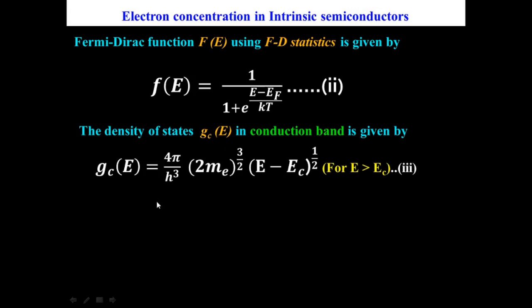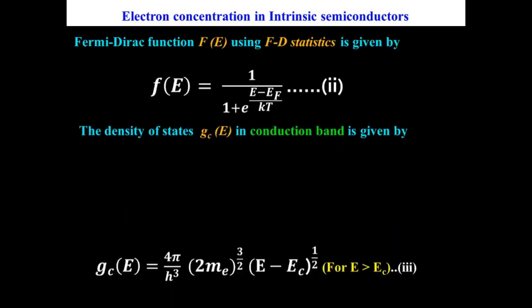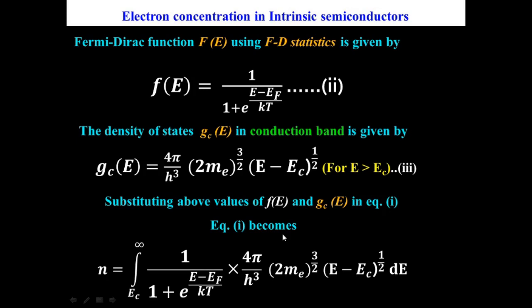Then we will put the values of GC and Fe from equation number 2 and equation number 3 into equation number 1. After substituting the above values of Fe and GC in equation number 1, equation number 1 becomes: the number of electrons, that is the concentration of electrons in the conduction band, equal to the integral from EC to infinity.